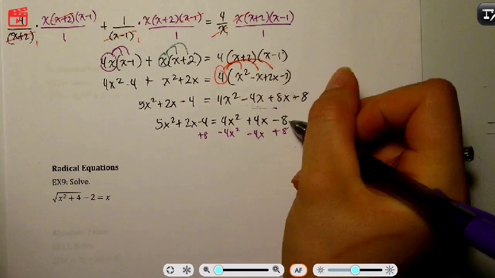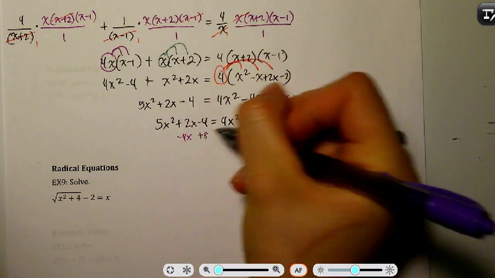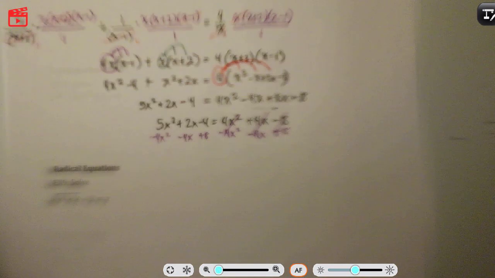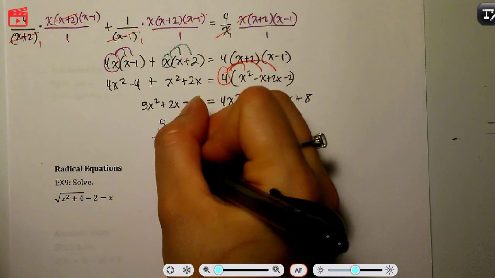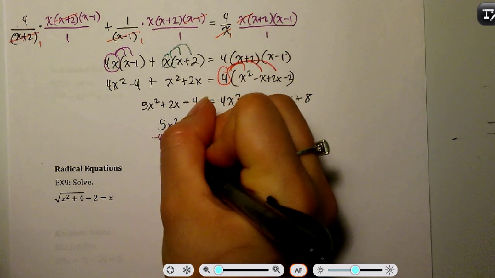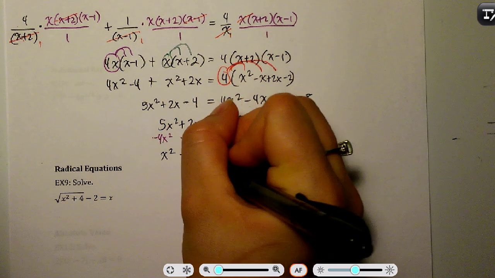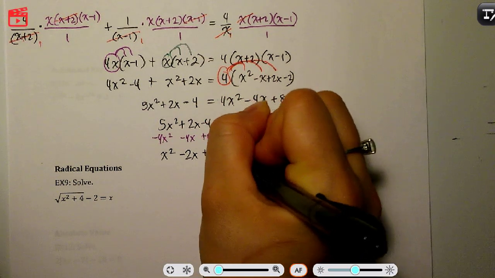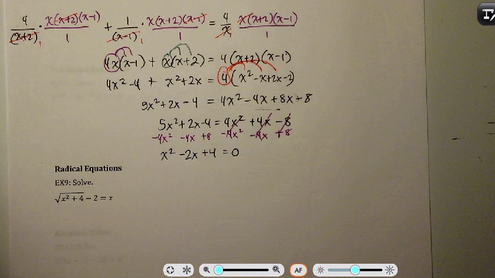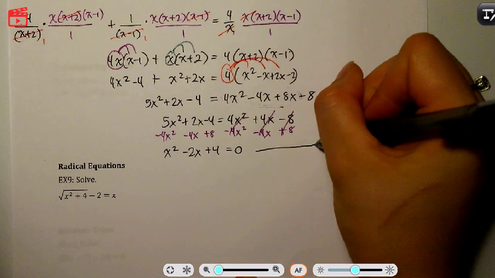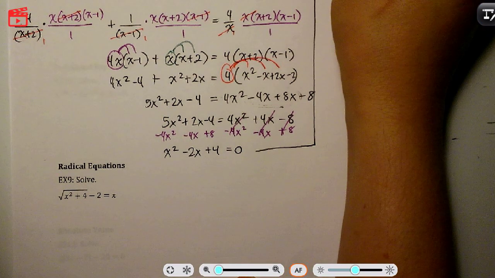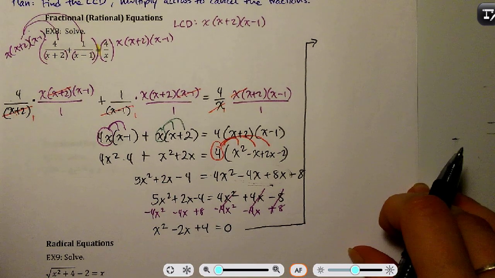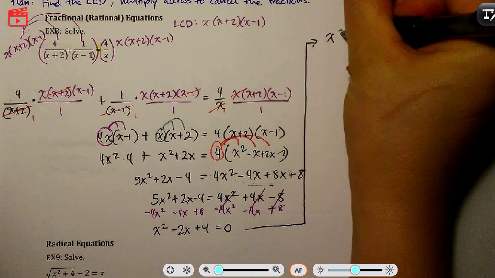Plus 8 minus 4x and minus 4x squared. All right. Now 5x squared minus 4x squared is x squared. 2x minus 4x is minus 2x. Negative 4 plus 8, positive 4 equals 0. And let's bring this up here, using my arrow to indicate where my work is going. And I'm going to rewrite this here.